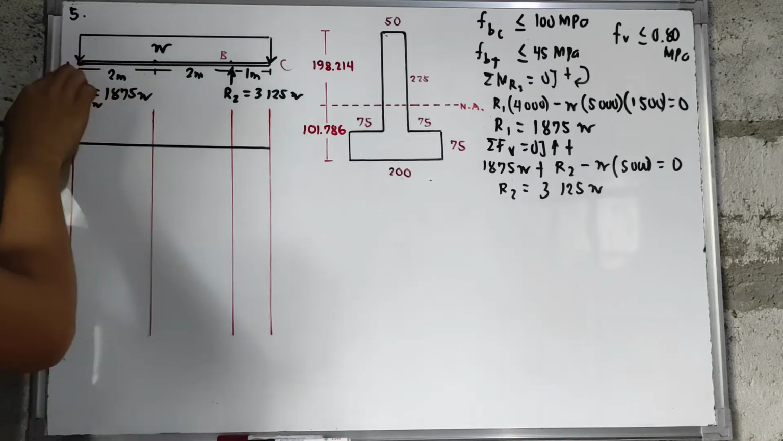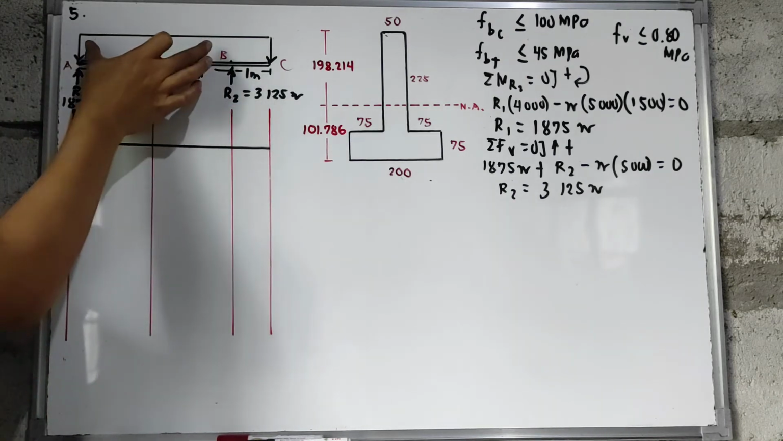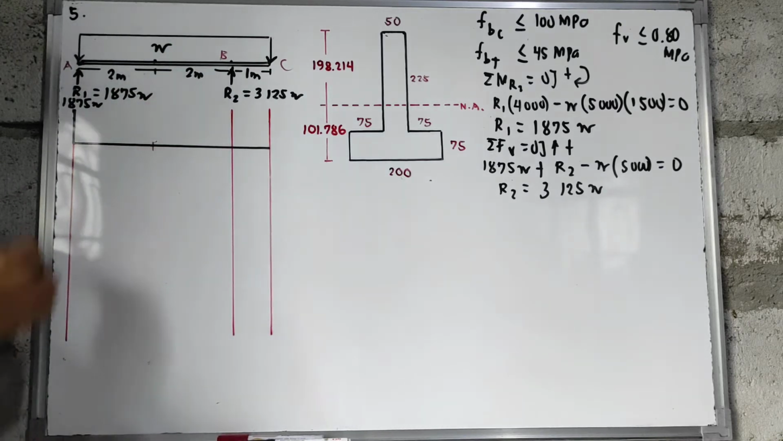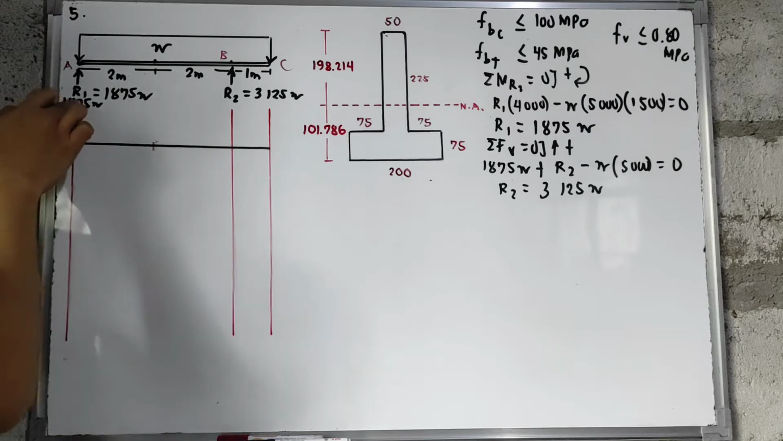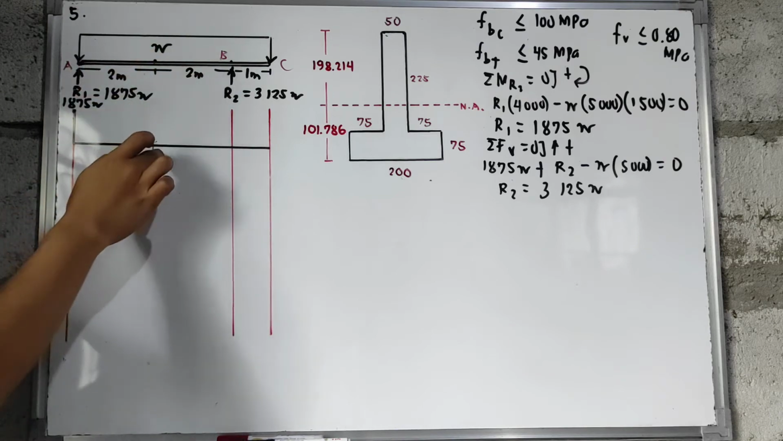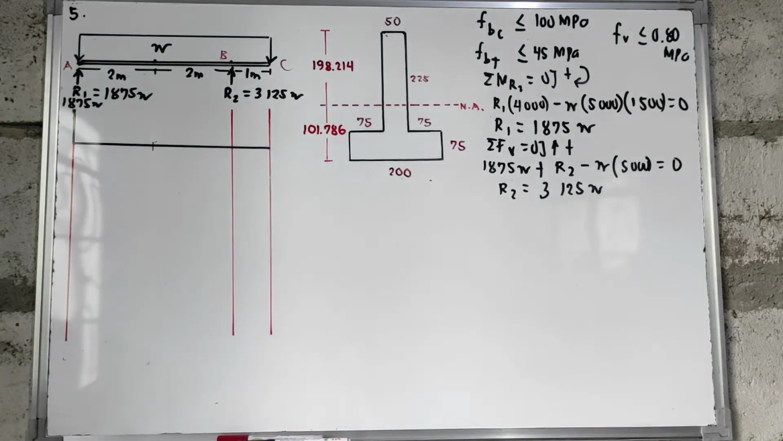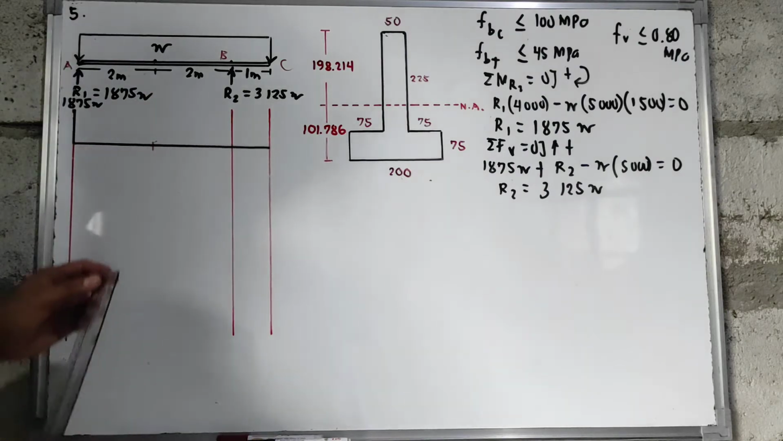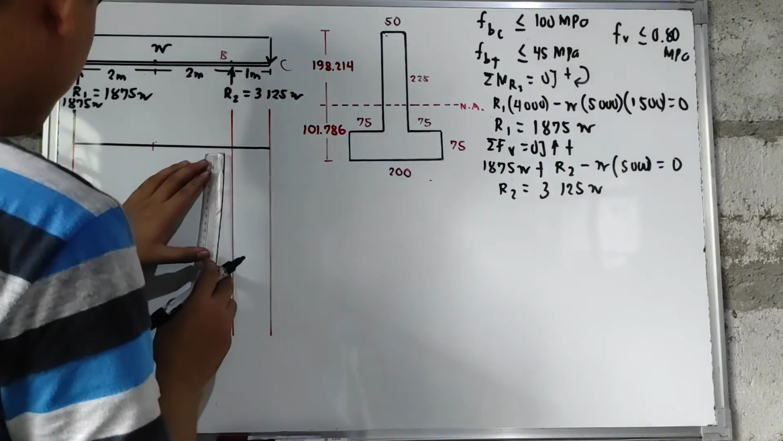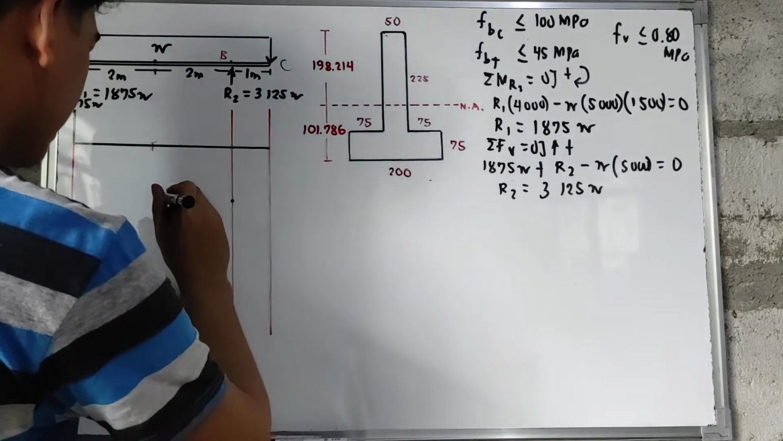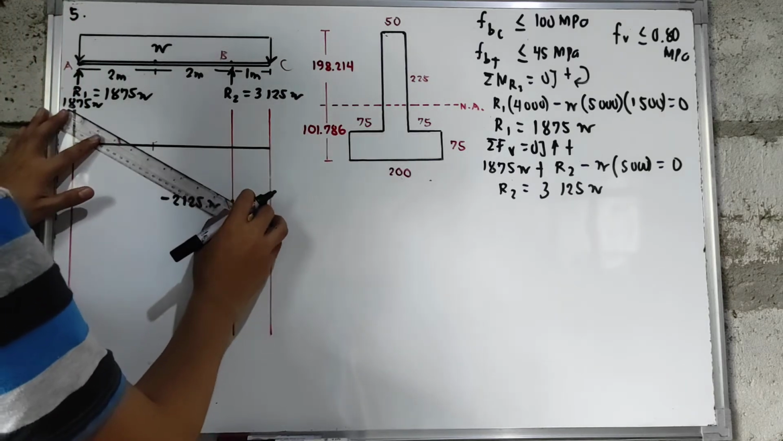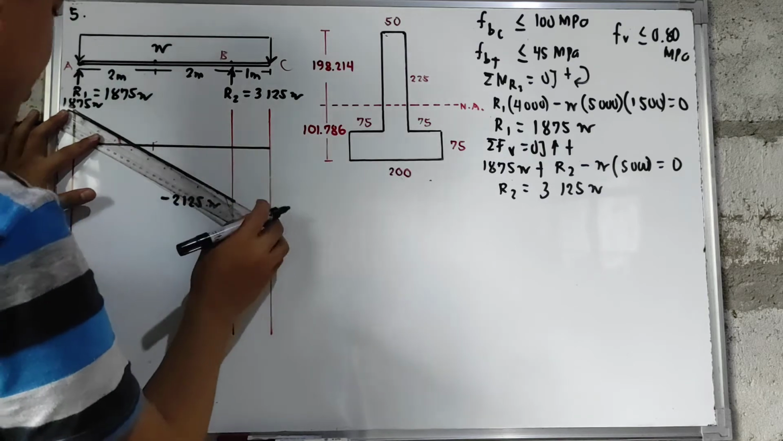So next naman, from point A to point B naman, so makaka-encounter tayo ng W multiplied by 4,000. So 1,875W minus W multiplied by 4,000. So you will have a value of negative 2,125W. So meron tayo dito na negative 2,125W. So ito na yung magiging shear diagram natin.